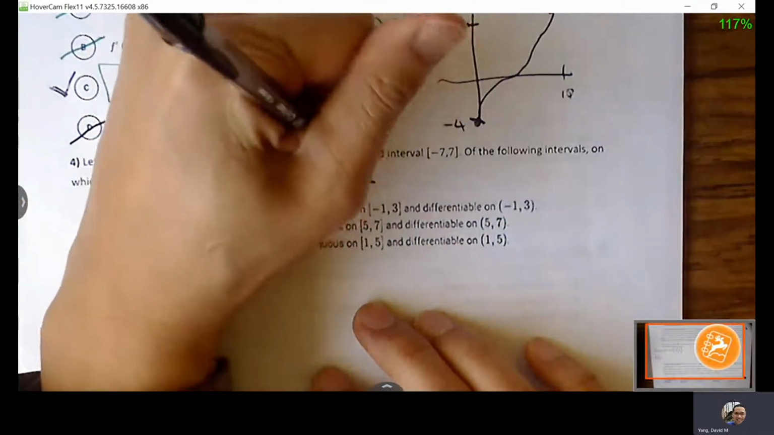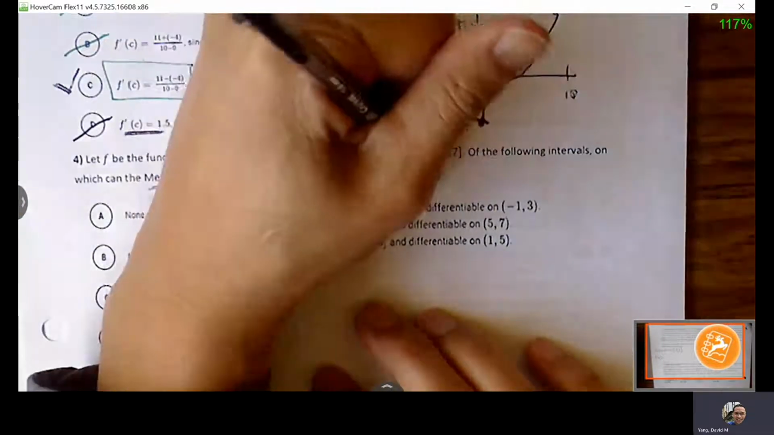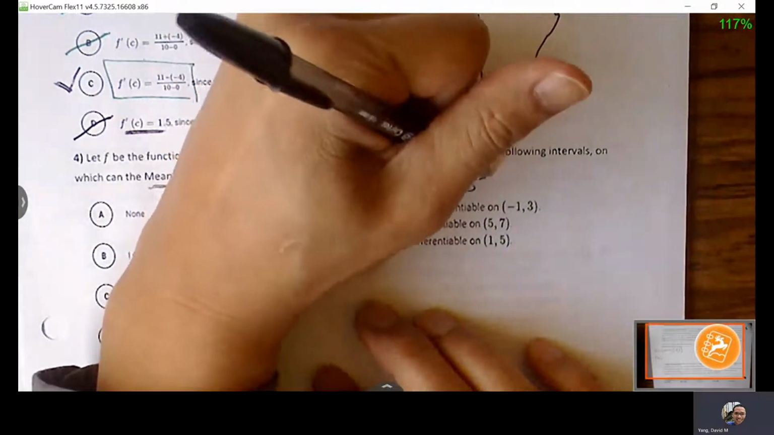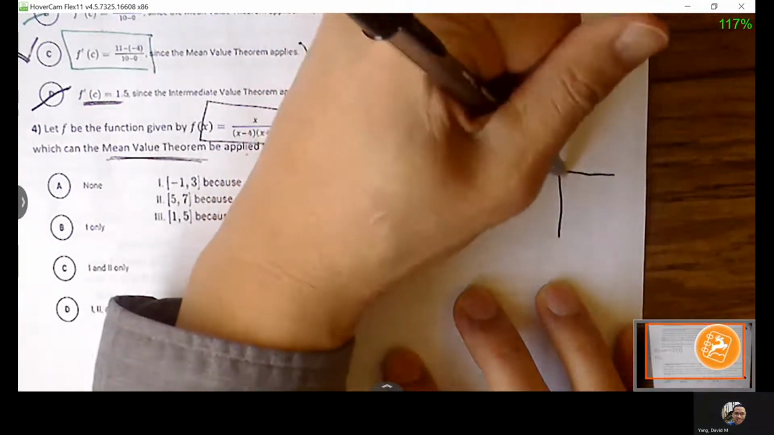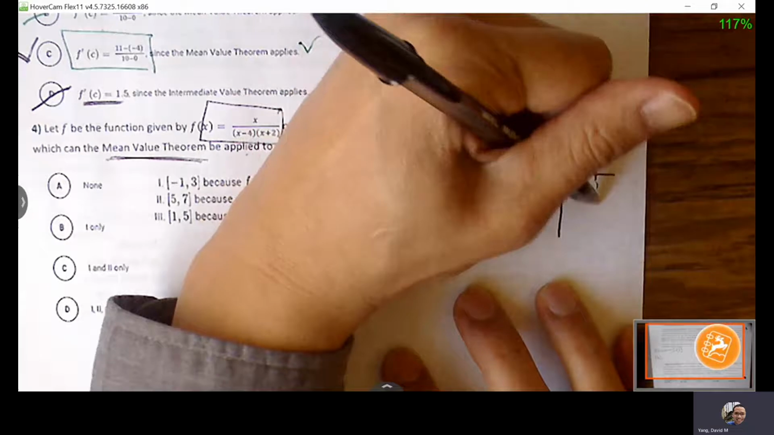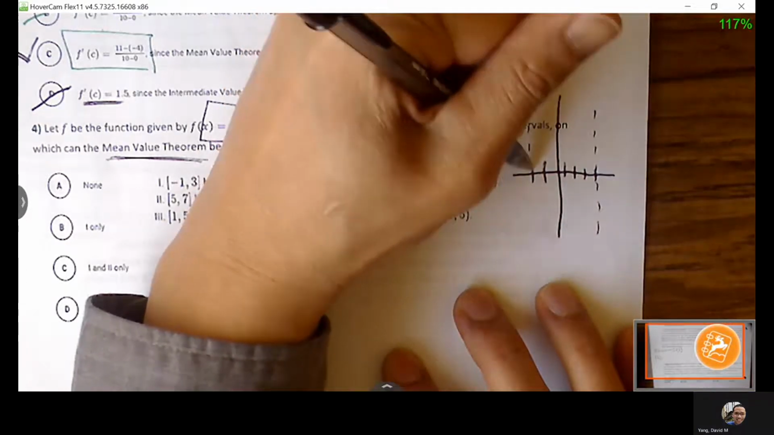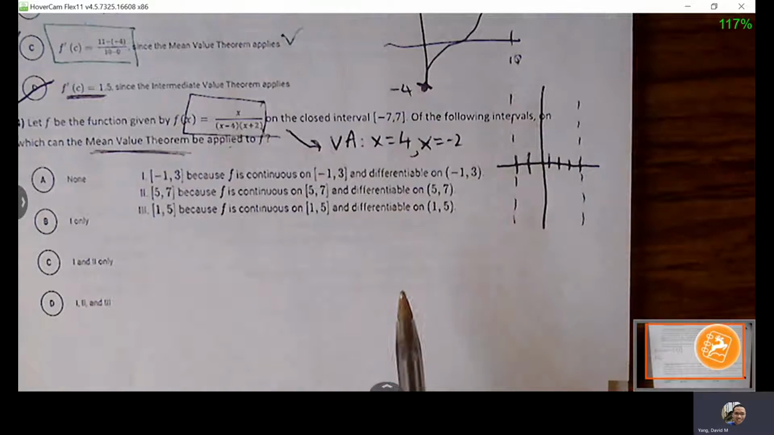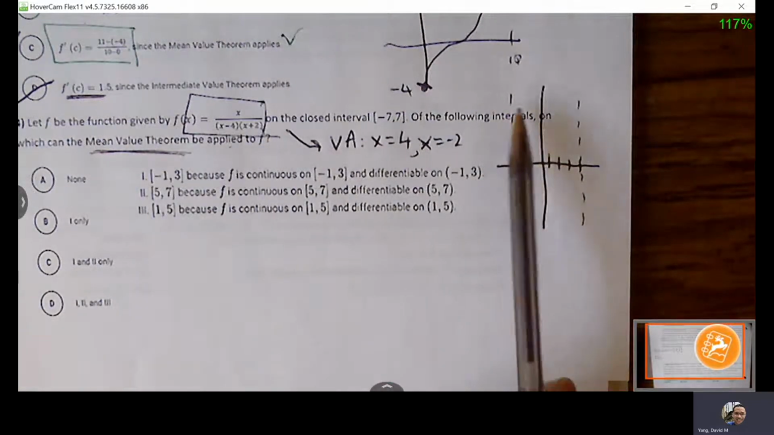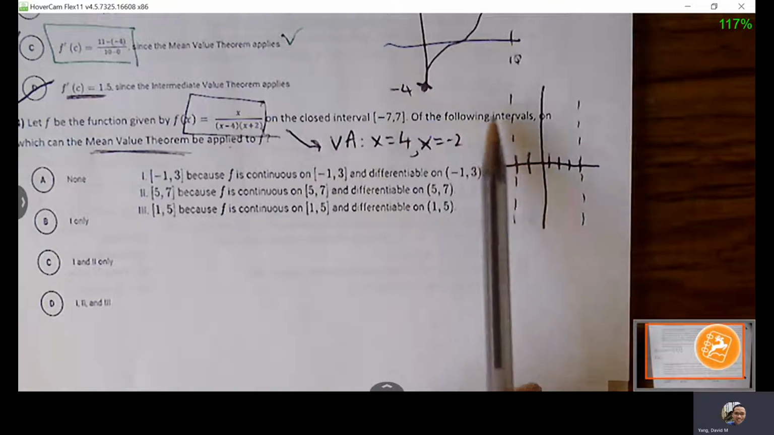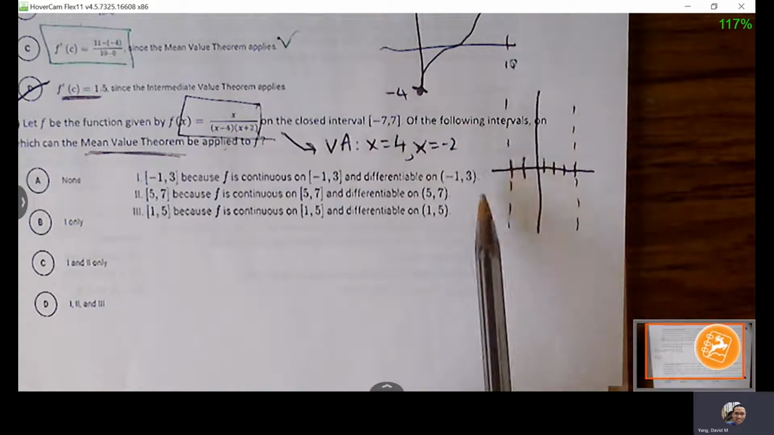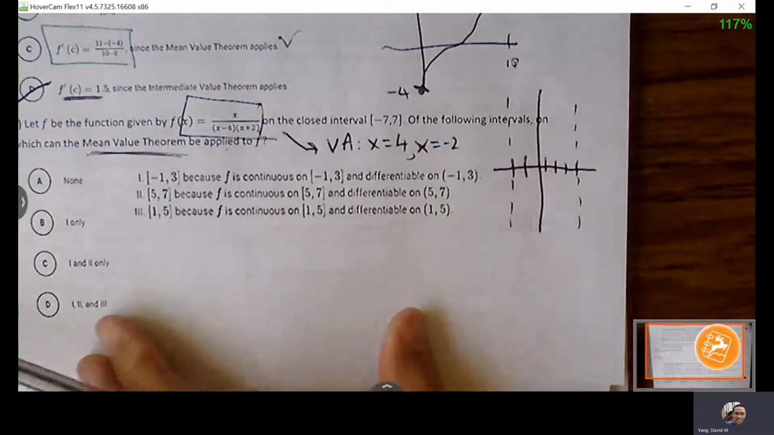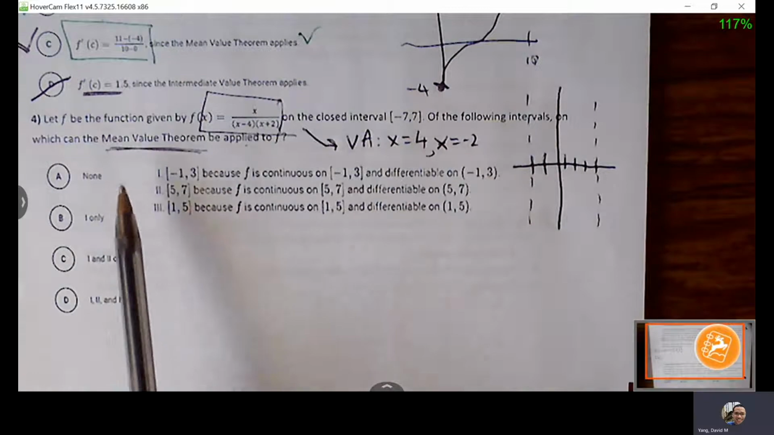So we know there's a vertical asymptote, 2 of them. So 4 and -2. So let me kind of show you where that could live here. If I want to do mean value theorem, it's got to be either in this middle region, this region to the left, or region to the right. I can't have mean value theorem that is cutting across the asymptote. So let's see which can be applied here.